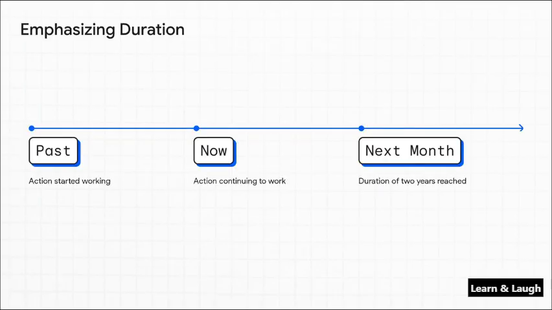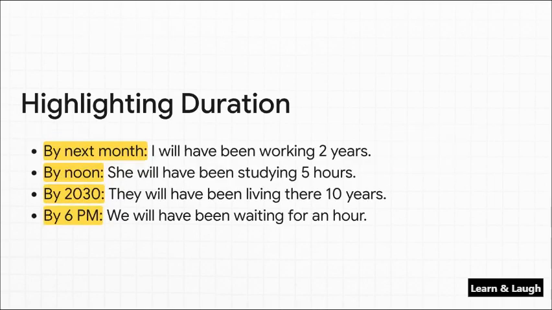So, the crucial point is, why do we even use this? Look at this timeline. We use this tense to emphasize the duration, the actual length of time of an action up to a future point. The action started way back in the past, it's continuing right now, and when we hit that future milestone, like next month, for example, we want to celebrate exactly how long it has been going on. It's the absolute perfect tense for talking about things like work anniversaries or long, exhausting study sessions.